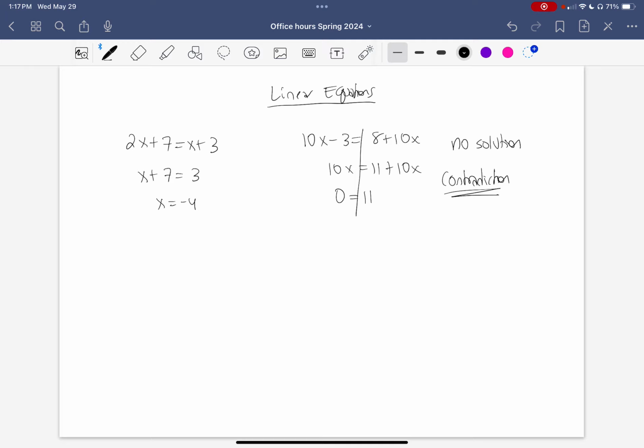It did not have to be 0 and 11, of course. It just has to be two numbers that aren't actually equal, claiming that they are equal. Okay. Let's do another one.